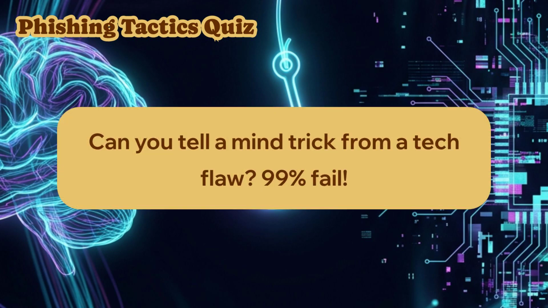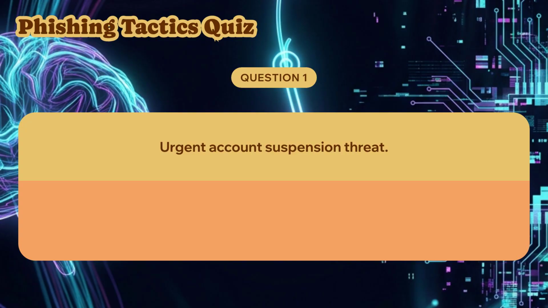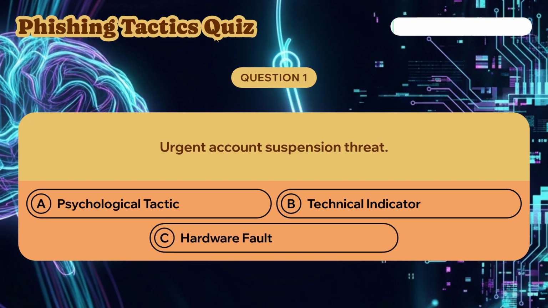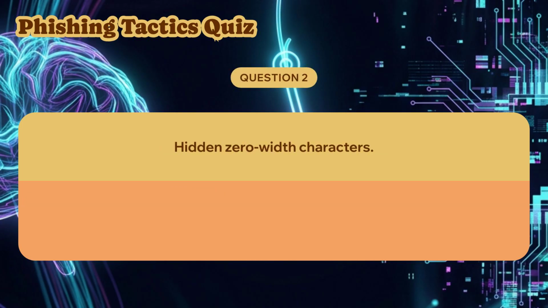Can you tell a mind trick from a tech flaw? 99% fail. Urgent account suspension threat. Hidden zero-width characters.